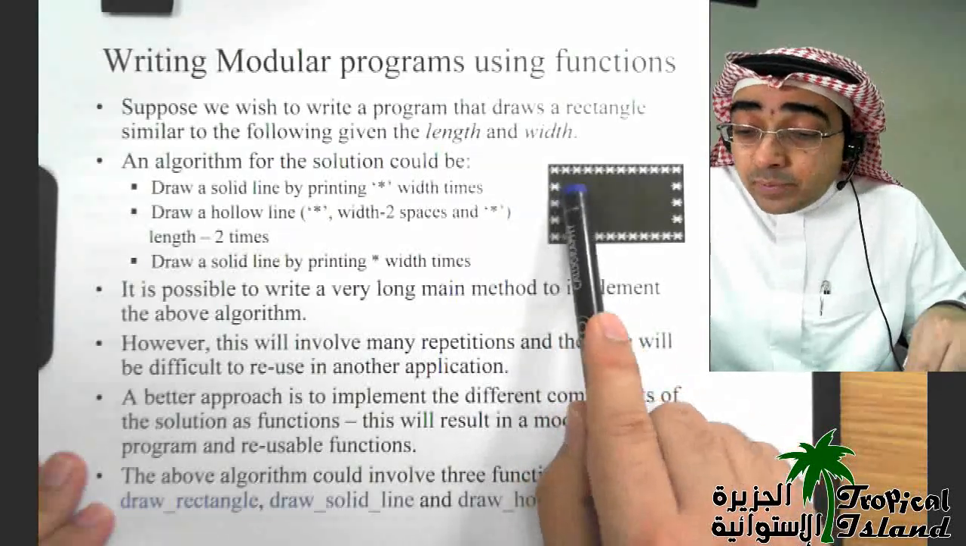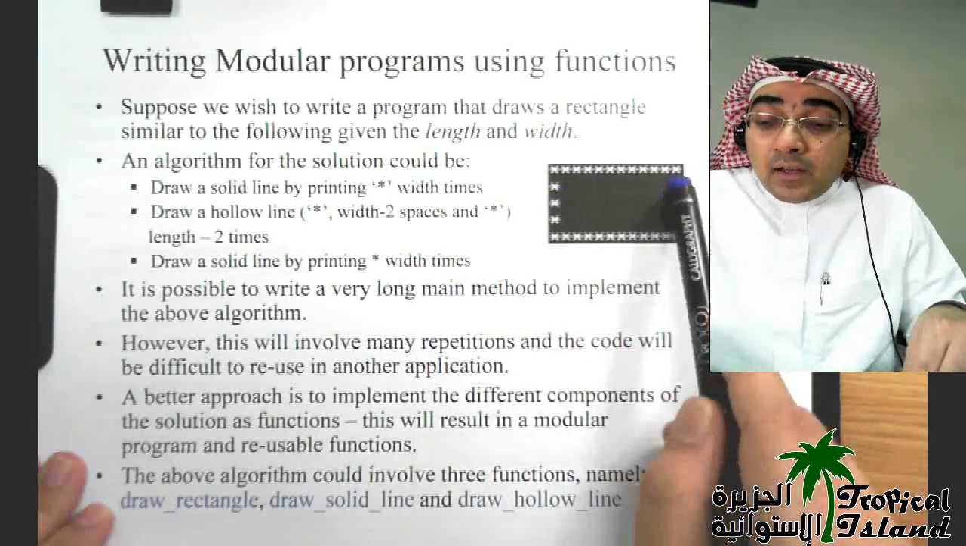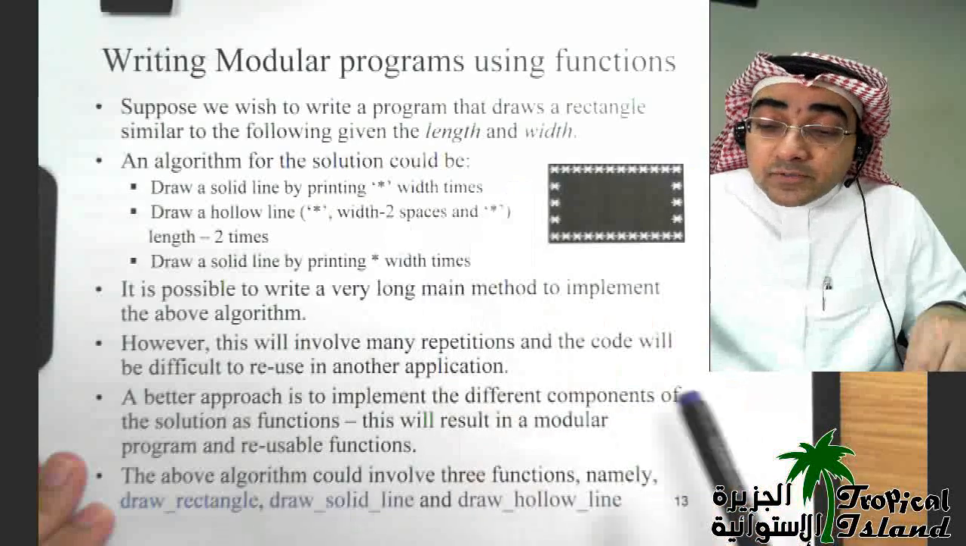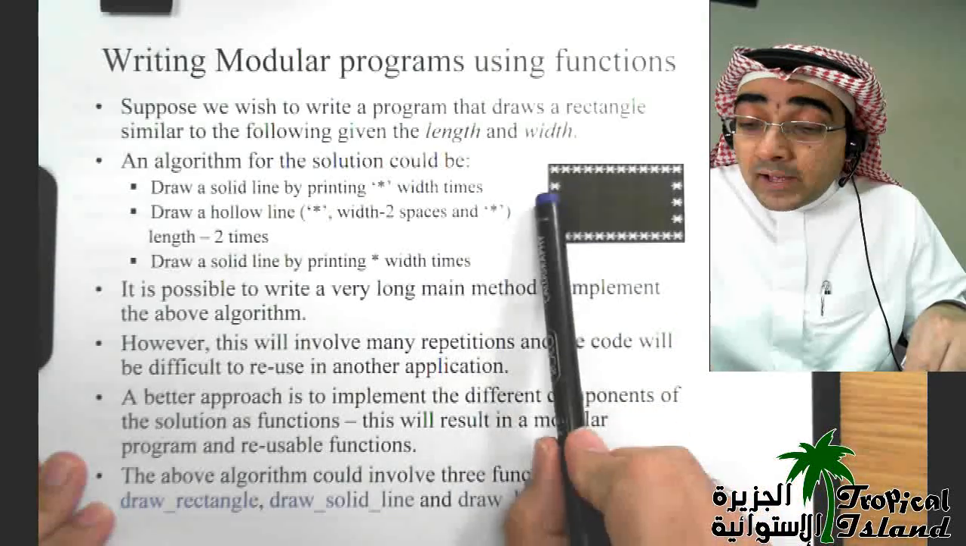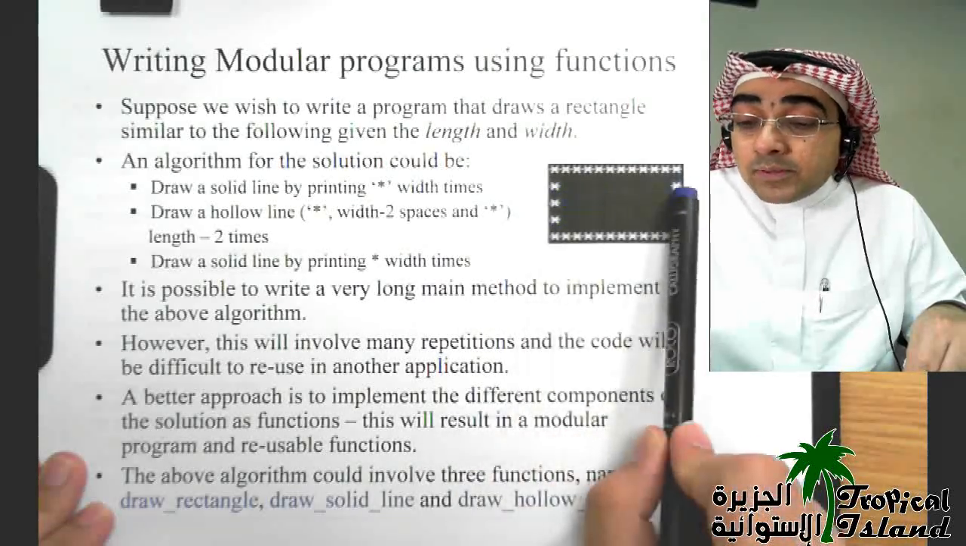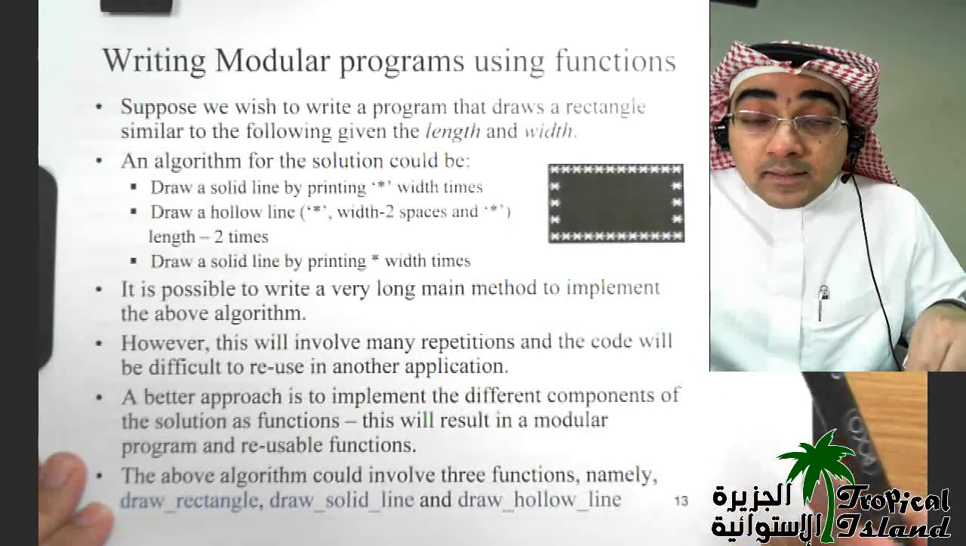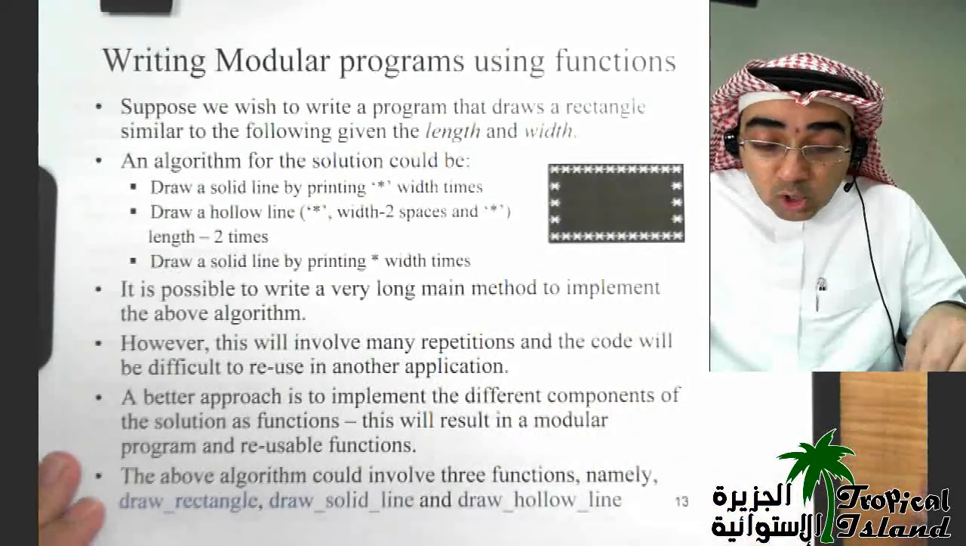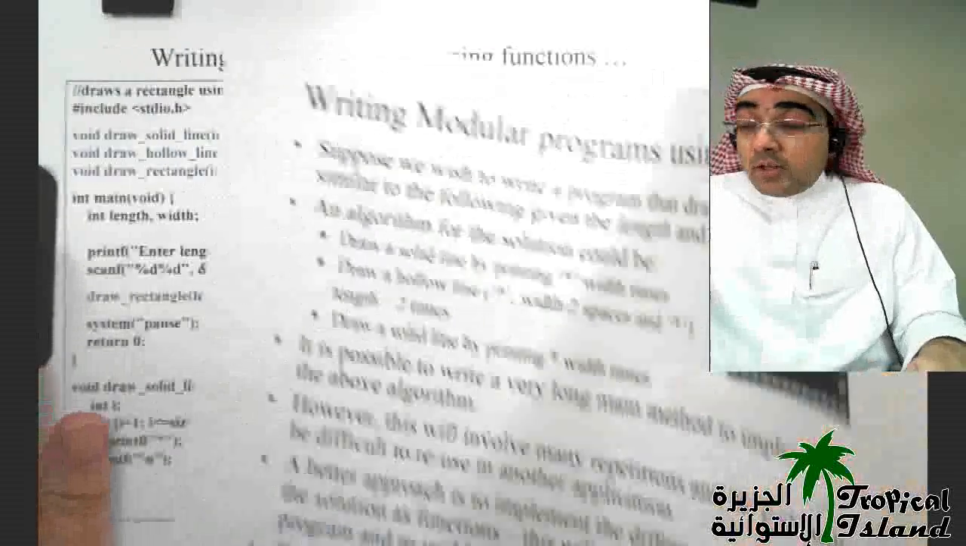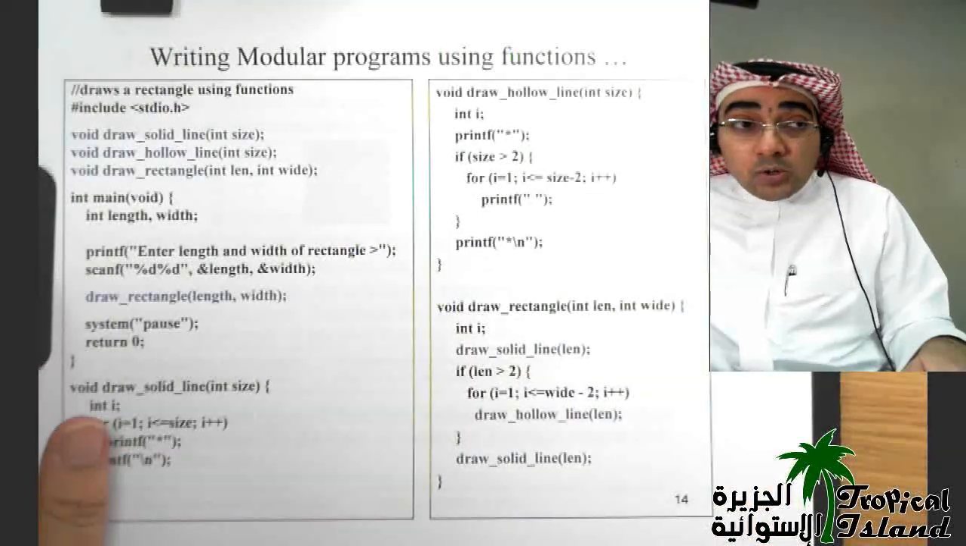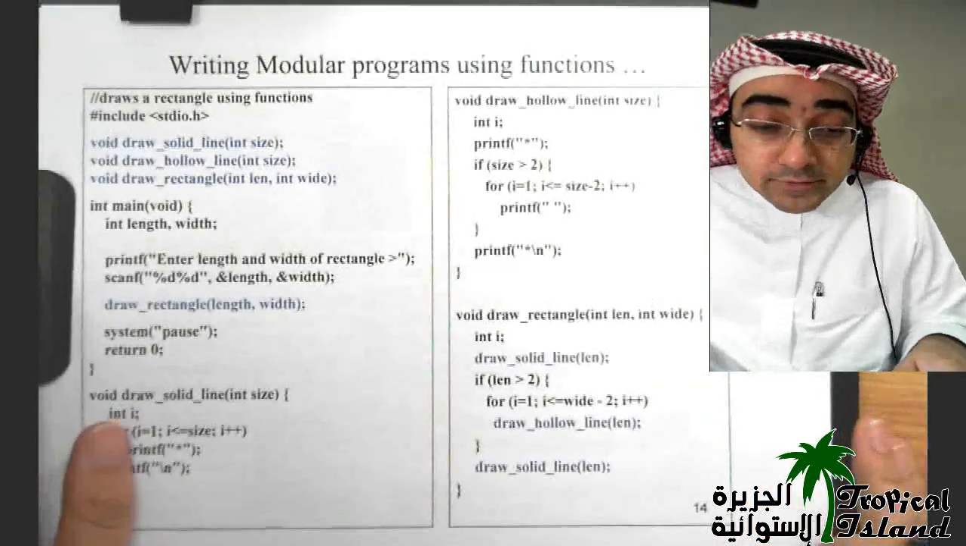And then we'll have a draw hollow line, and this draw hollow line is a function that will draw a star, and then empty space, then a star, and the total number of characters should be the width. So we'll have 2 stars, and then we'll have the width minus 2 spaces, so that we can draw a hollow line.